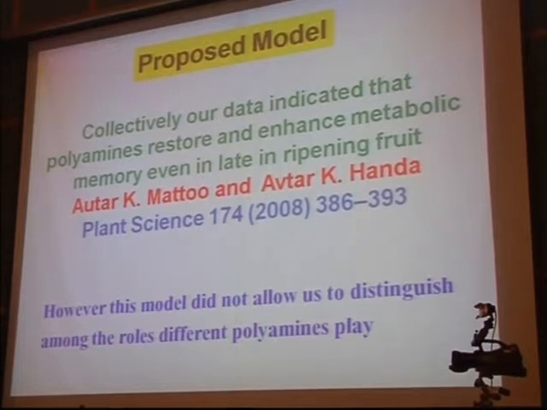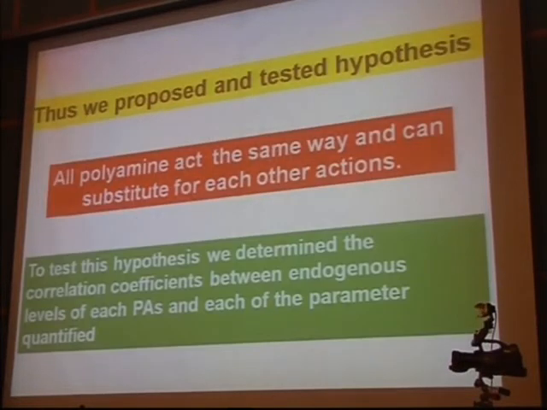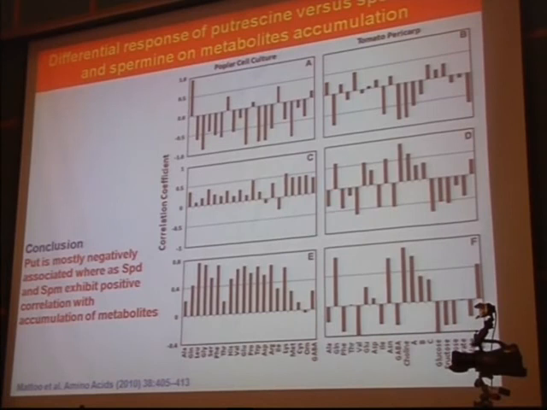However, this model did not allow us to distinguish between the roles of different polyamines. So what we did was propose to test the hypothesis, this is our hypothesis, that all polyamines act the same way and can substitute for each other's action. It's like an ANOVA null hypothesis. That's what we thought earlier. To test the hypothesis, we determined the correlation coefficient between endogenous levels of each polyamine and each of the parameters we quantified. And that's what you see here.